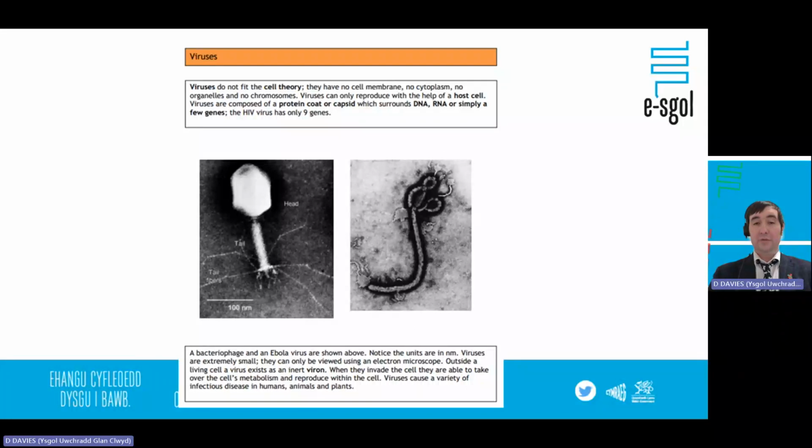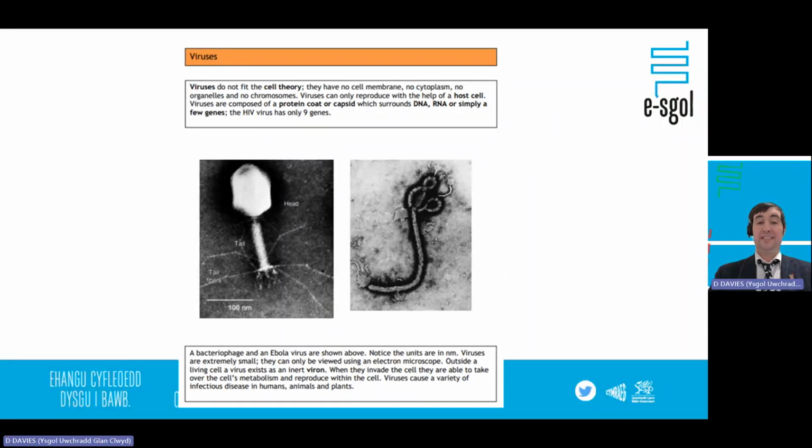So they can only reproduce inside a host cell, and they tend to be pathogenic. Pathogenic means that they can cause you to be ill. So above there's a bacteriophage and an Ebola virus. Notice the units are in nanometers, not micrometers, so we are talking really tiny.